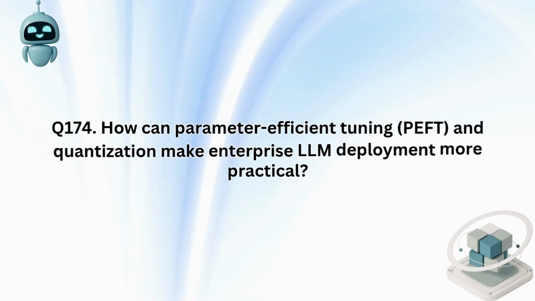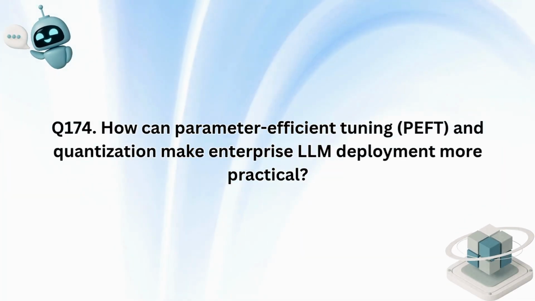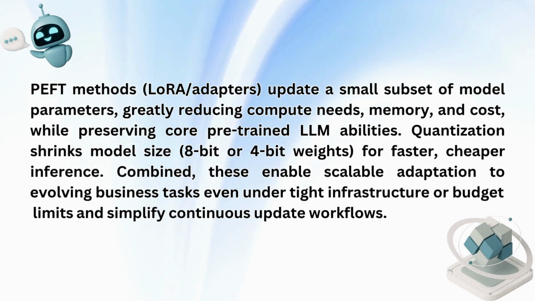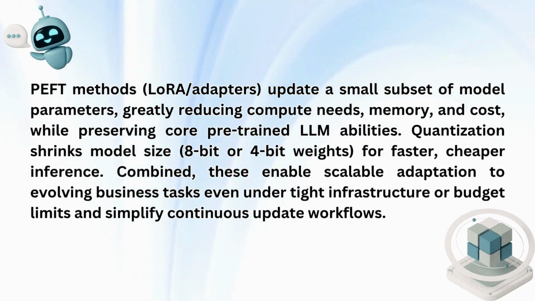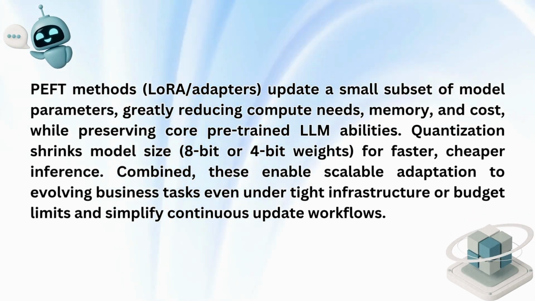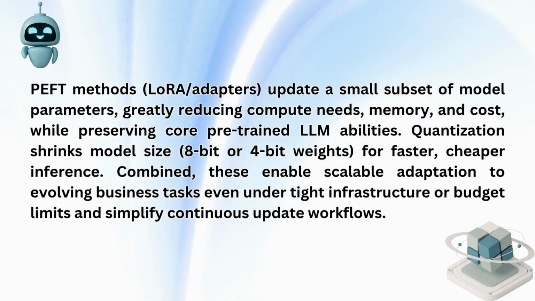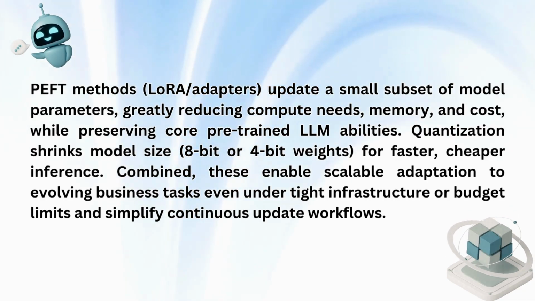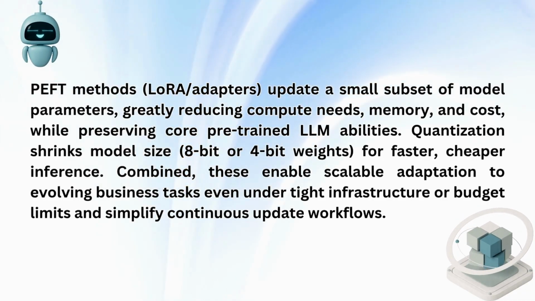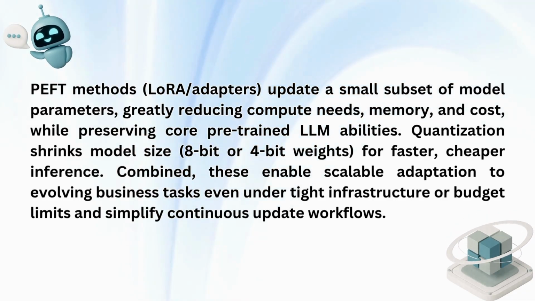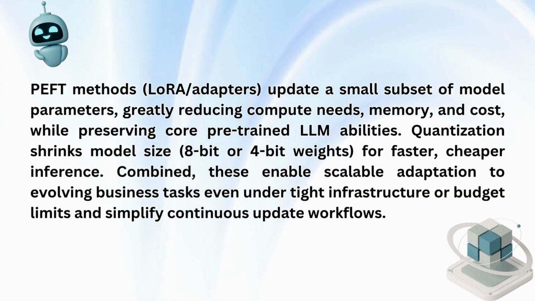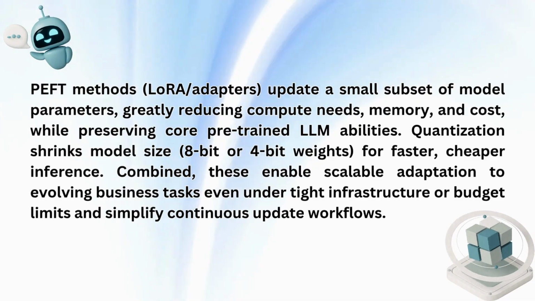How can parameter-efficient tuning, PEFT, and quantization make enterprise LLM deployment more practical? PEFT methods, like LoRA or adapters, update a small subset of model parameters, greatly reducing compute needs, memory, and cost, while preserving core pre-trained LLM abilities. Quantization shrinks model size, 8-bit or 4-bit weights, for faster, cheaper inference. Combined, these enable scalable adaptation to evolving business tasks, even under tight infrastructure or budget limits, and simplify continuous update workflows.